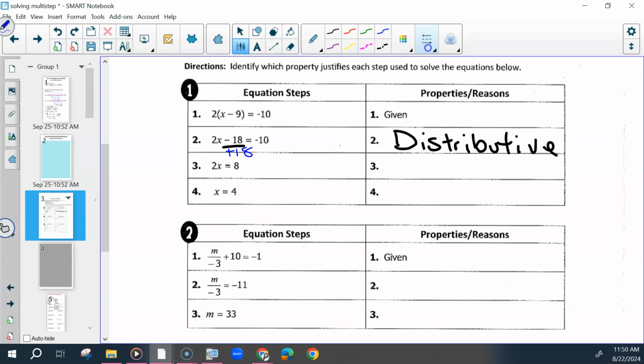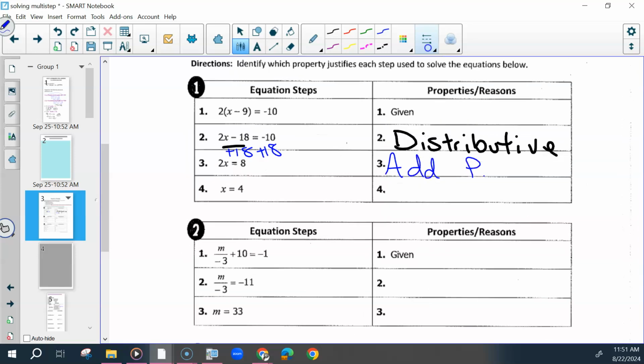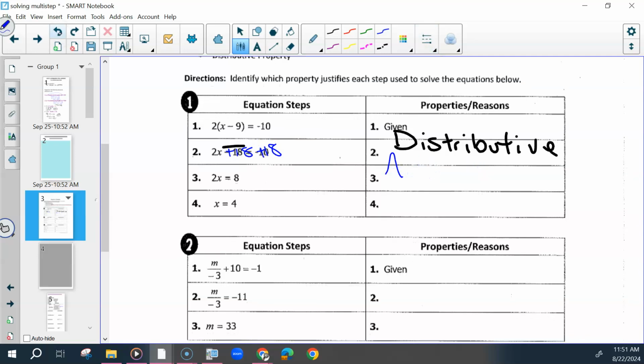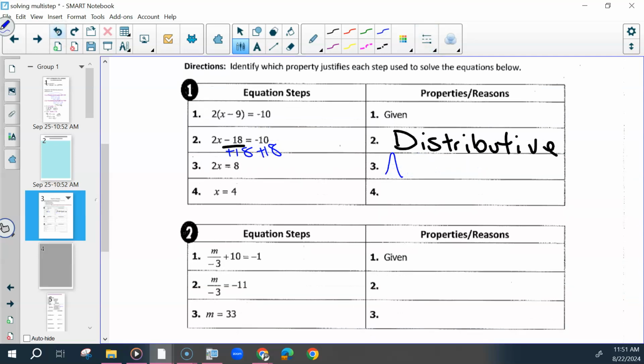What we do to one side, we have to do to the other. So they added 18 both here and here to make this negative 10 become 8. So that's your addition property of equality. You're doing one thing to both sides. I'm just going to put POE. So POE is property of equality.